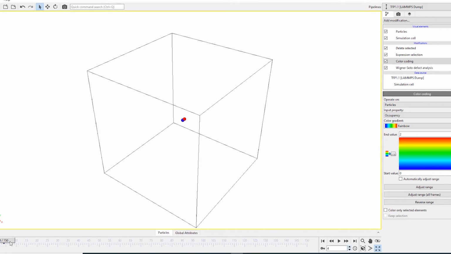That vacancy and interstitial is known as a Frenkel pair. Suppose you have one vacancy and one interstitial, that is one Frenkel pair. I am showing how these Frenkel pairs evolve with time, and these are known as defects. At present only one Frenkel pair is there.